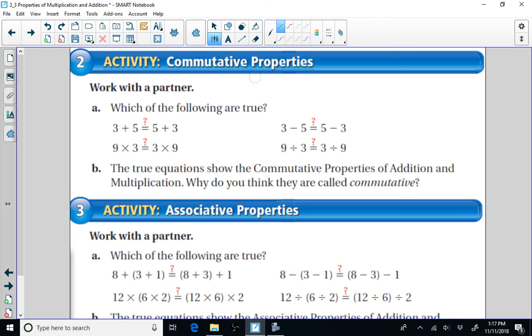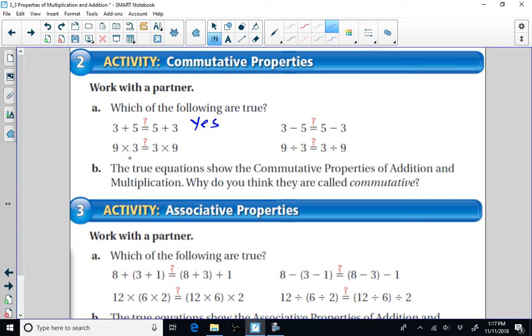Alright, so let's start with the first one, the commutative properties. Which of the following are true? Is 3 plus 5 the same as 5 plus 3? 3 plus 5 is 8, 5 plus 3 is 8. So the answer to that would be yes. That's a true statement. 3 plus 5 is the same as 5 plus 3.